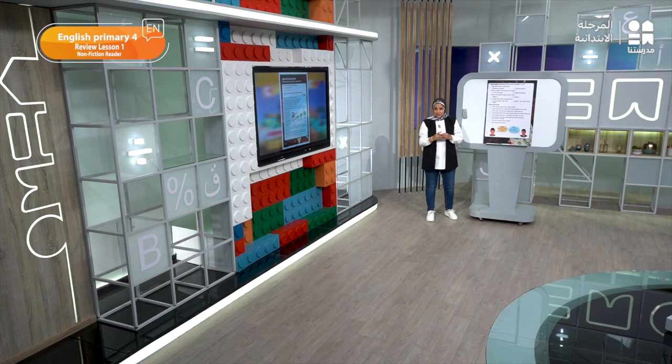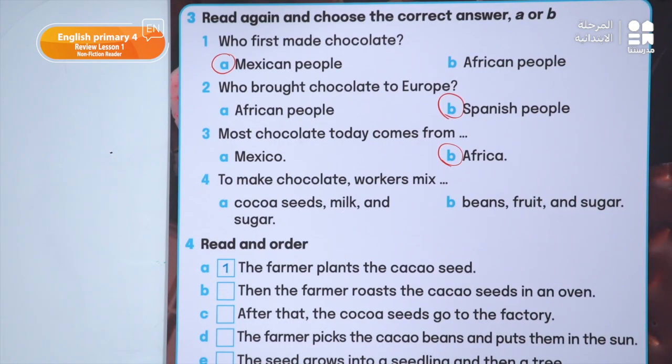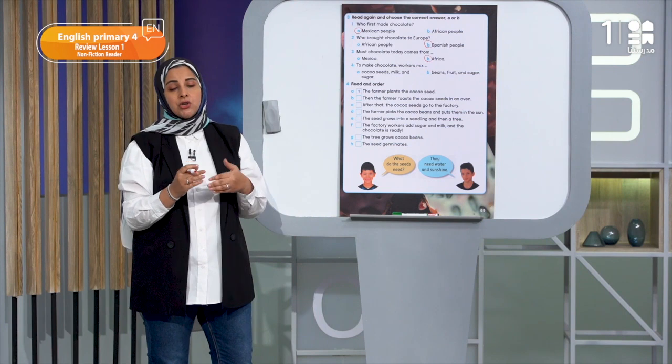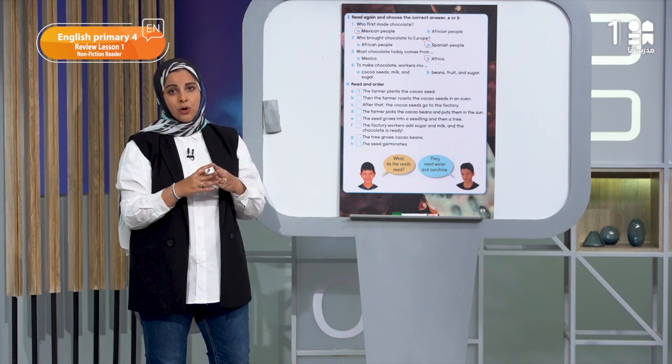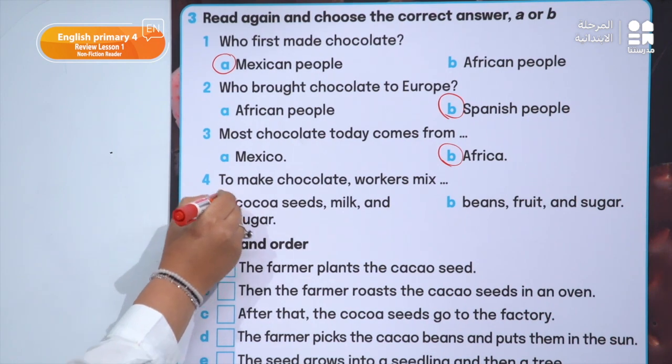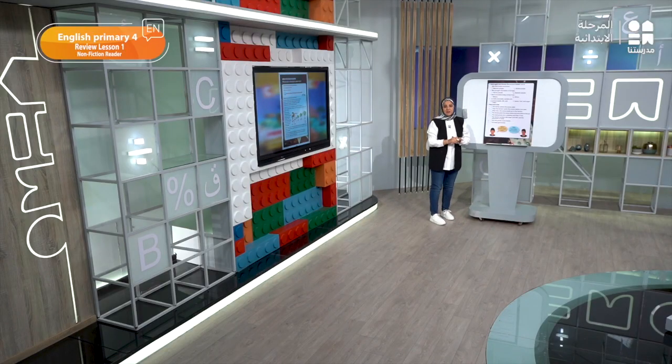And the last question, question number 4. To make chocolate, workers mix A. Cocoa seeds, milk, and sugar, or B. Beans, fruit, and sugar? Of course, A. Cocoa seeds, milk, and sugar. Very good, my dear boys and girls.